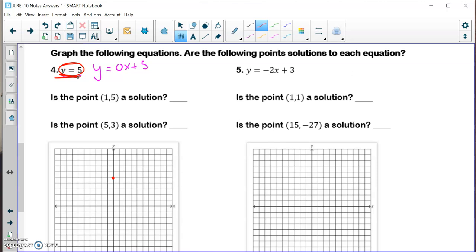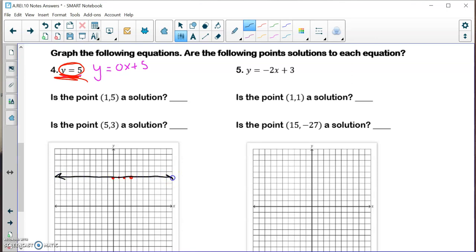When x is 1, y is 5, because again, the equation says y is equal to 5. When x is 2, y is 5. When x is 3, y is 5. Notice the trend. It looks like it is creating a horizontal line.